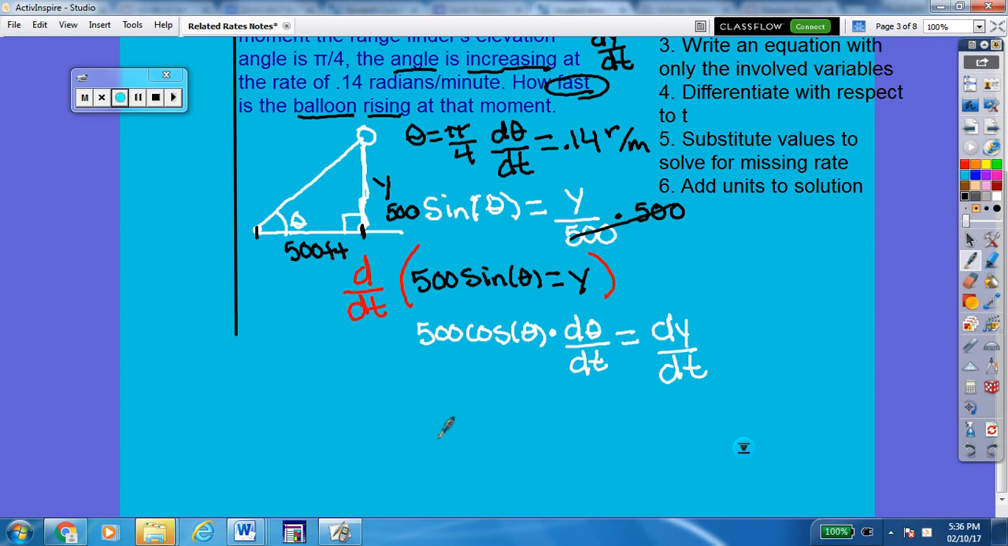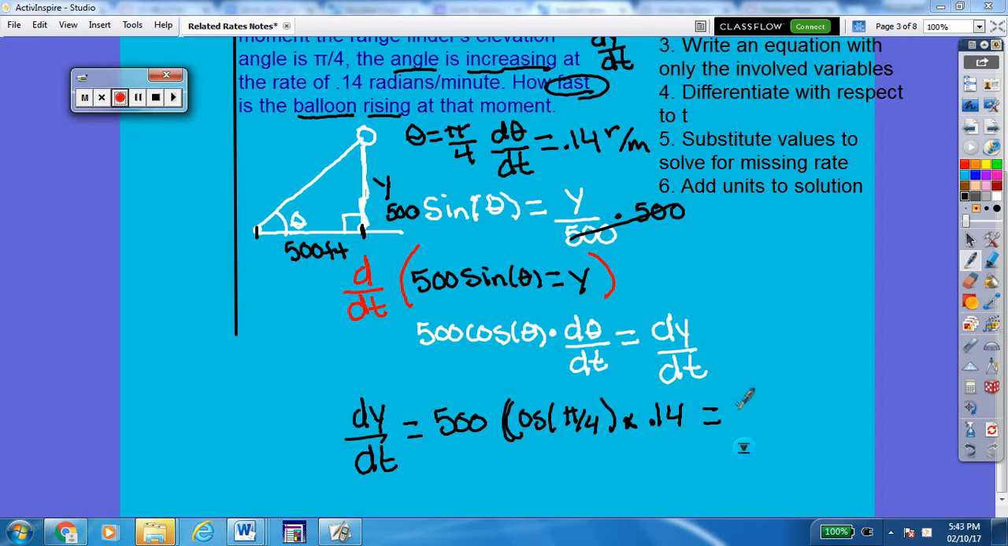We'll just switch colors here and go that dy dt is going to equal 500 times the cosine, oops, that's a big C, times the cosine of pi fourths times 0.14. This is kind of multiplication here. And then once I figure that out, that'll be my answer. Now, cosine of pi fourths is square root of 2 over 2, but since there's a decimal, I'll go ahead and run this with the calculator and get a final answer.